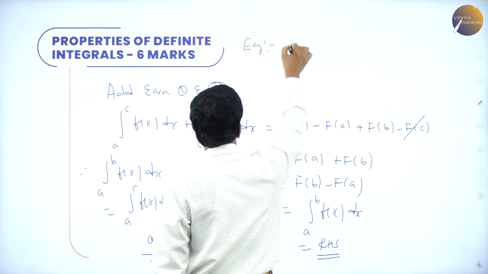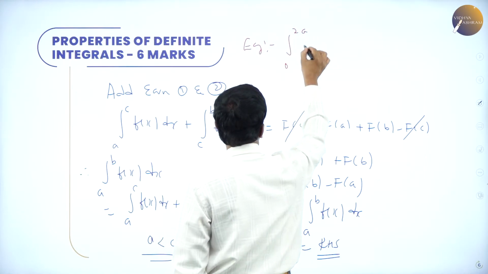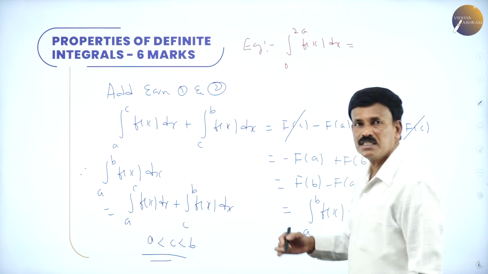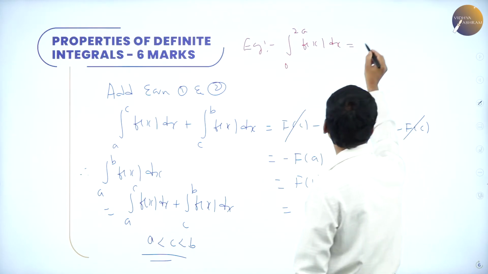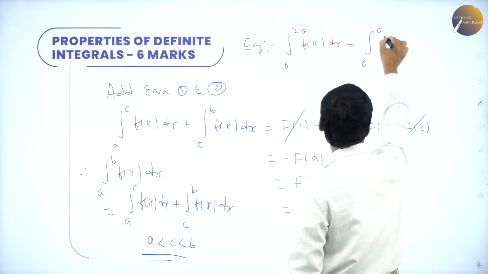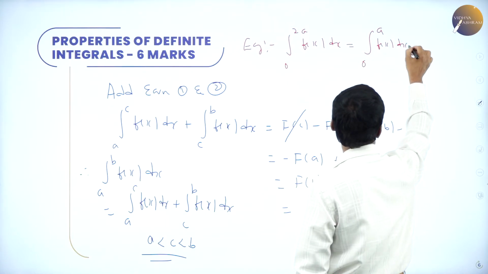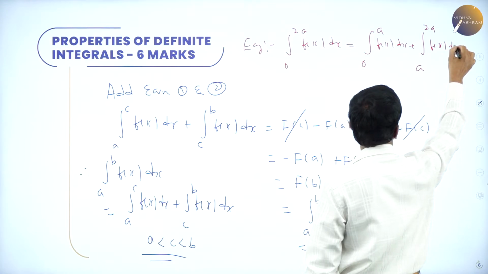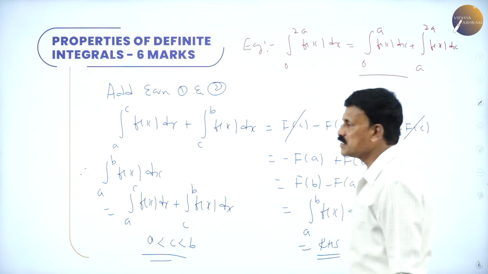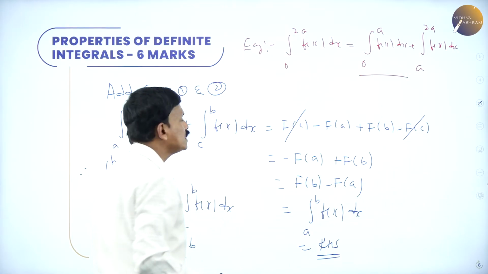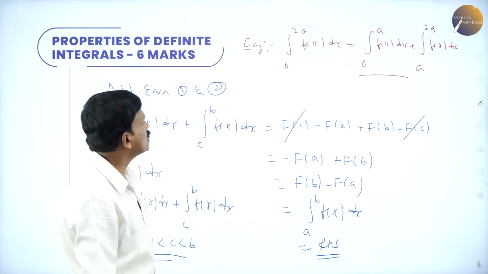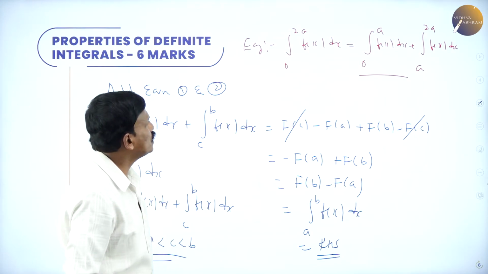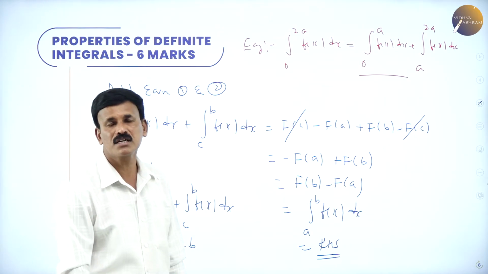Example: the integral from 0 to 2a of f of x dx can also be written as the integral from 0 to a of f of x dx plus the integral from a to 2a of f of x dx. This is one example for this.